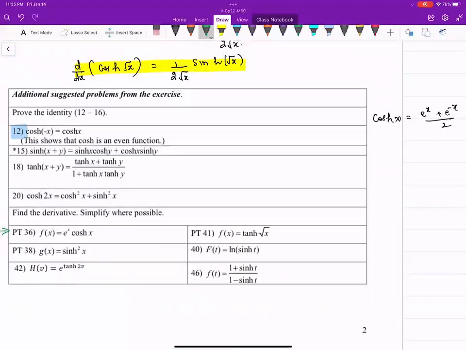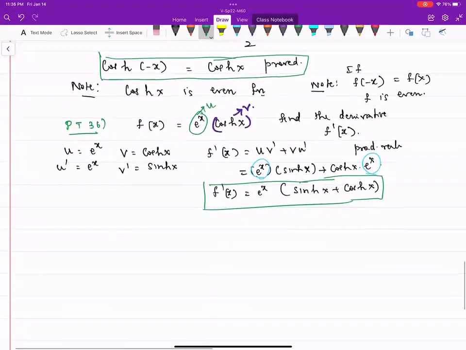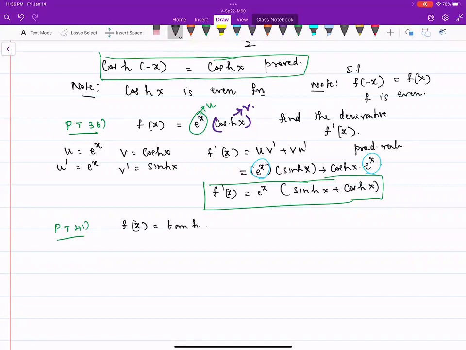We'll take a couple more derivative problems. This problem is already done in chapter videos. So let's try something different. Number 41, tan h square root of x. Practice test 41, which is find the derivative of f of x equal to tan h square root of x. The question is the derivative.